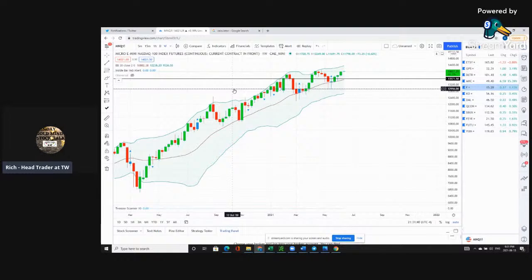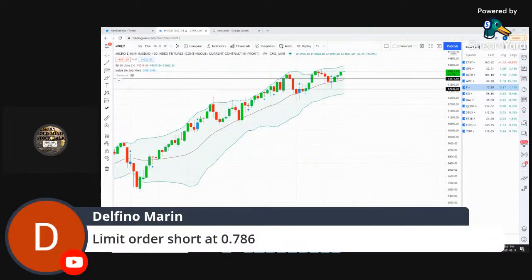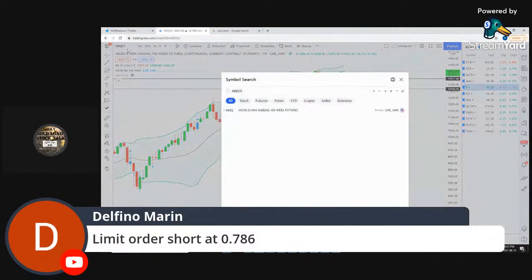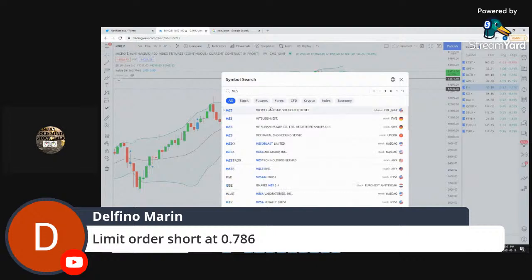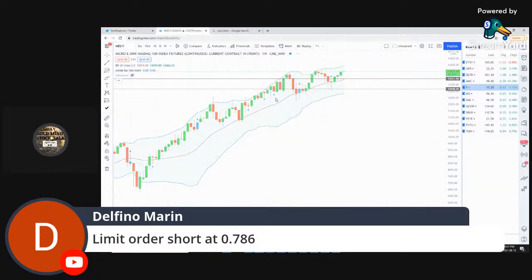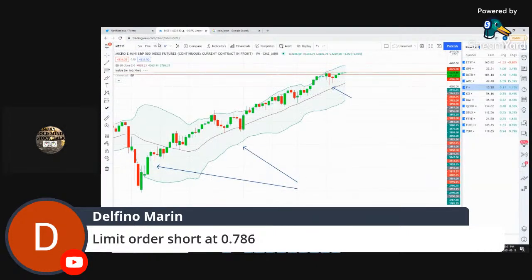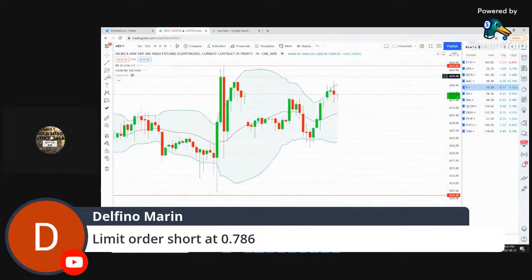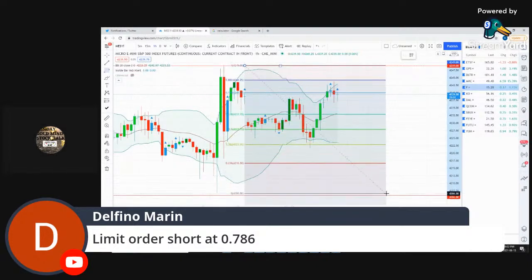Okay. So that's futures. Delfino says limit order short at 786. And that's pretty much how a boss would do it. Right? That's how you do it. If you're a boss, that's what you do. Go to the hourly chart here. You draw the fib. You take it from high to low.